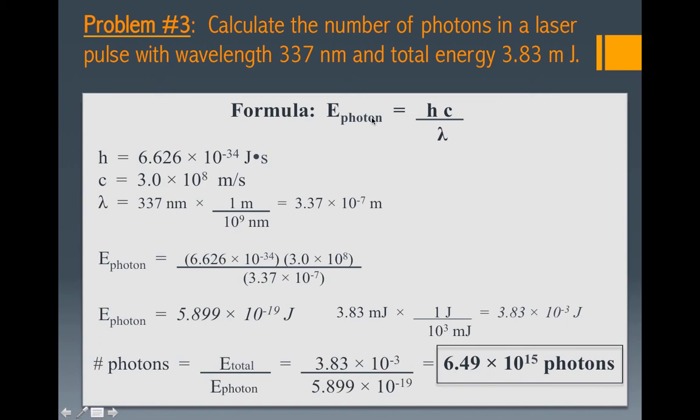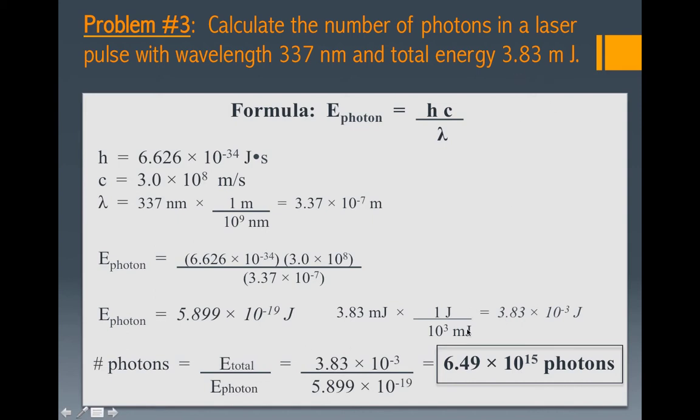So an example problem: calculate the number of photons in a laser pulse with a wavelength of 337 nanometers and a total energy of 3.83 millijoules. So the first equation I'm going to use is the energy of a photon equals Planck's constant, and this time, since I'm given a wavelength, I'm going to do hc over lambda. Remember that since you're using c, speed of light, the wavelength has to be in meters, so I'm converting that here. And I'm simply multiplying and solving for the energy of a single photon, which is 5.899 times 10 to the negative 19th joules.